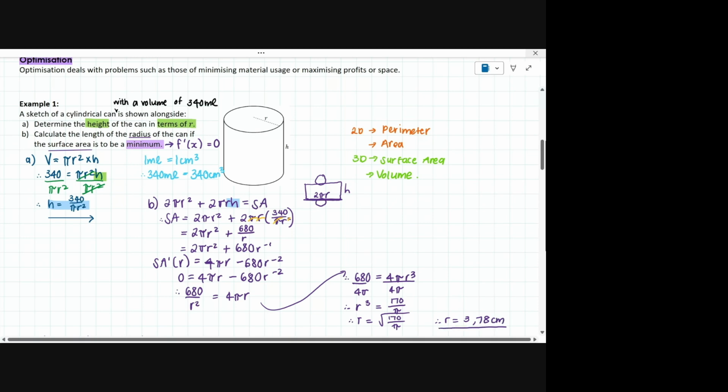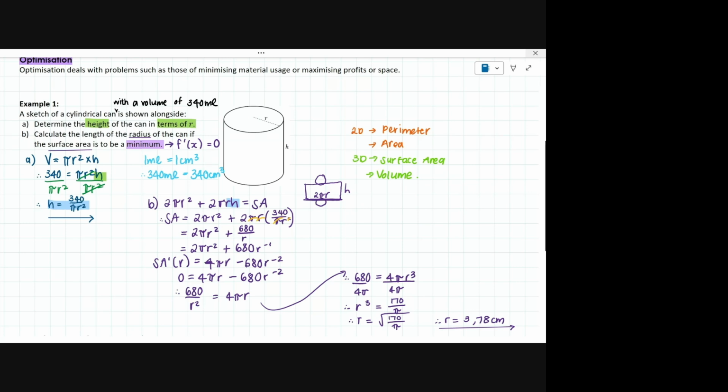centimeters. So what we have determined here is that for the surface area of this can to be a minimum, so to use the smallest amount of packaging to still contain 340 milliliters, the radius of this can needs to be 3,78 centimeters. If I can produce a can that has a radius of 3,78 centimeters, I will be using the least amount of packaging to still contain 340 milliliters.